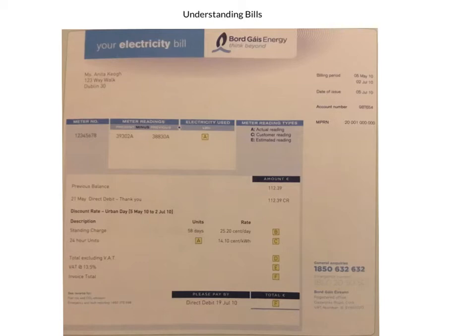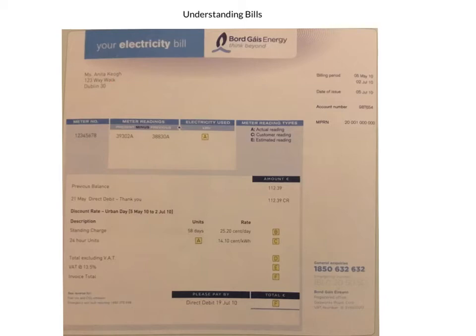What we're going to do is try and solve what all the letters here mean: A, B, C, D, E and F. So each of them should have a value. If we go through all of the letters in turn, hopefully by the end of it we will have a good understanding of what each section of the bill is for. So we'll start with the basics.